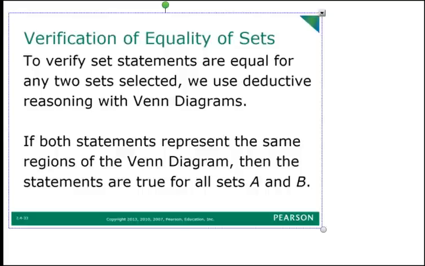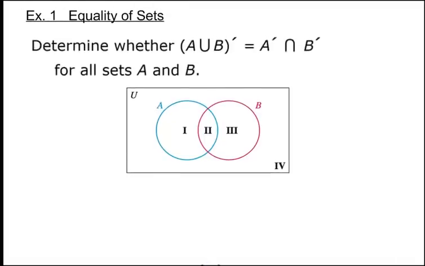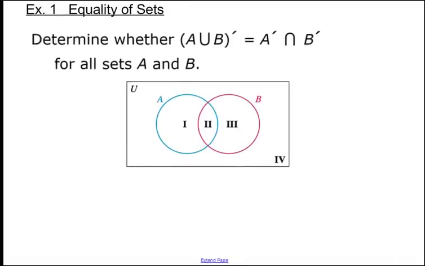So the way that we do that is, if both statements represent the same regions of the Venn diagram, then the statements are true for all sets A and B. So in our first example, we're going to look at a Venn diagram that has represented a set A and a set B. And when we draw that Venn diagram, we've now divided the universal set into 4 regions. So as we go through and try to determine if these two set statements are represented by the exact same region, we need to be organized and set up a nice chart so that we can determine that.